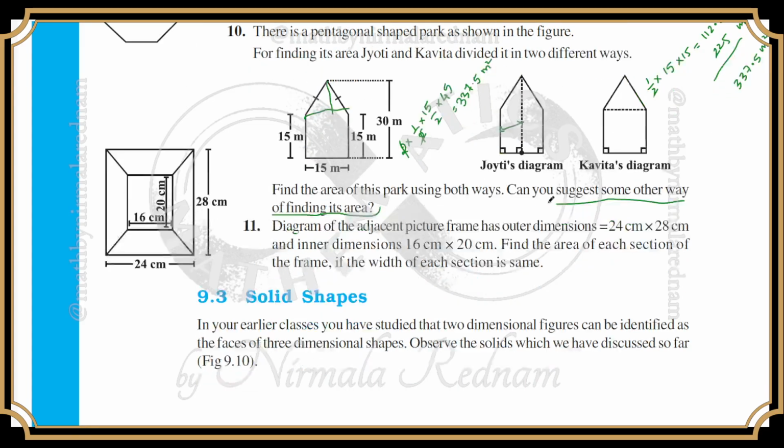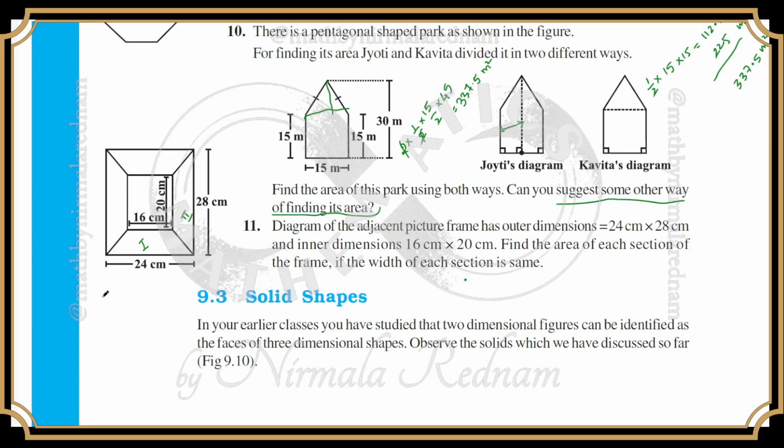Next, I have a diagram of a photo frame, and I have the dimensions given to me. I need the area of each section. Okay, each of these sections, there are 4 sections here. Each of these sections I want an area. Now each of these sections are trapeziums, right? So if I name this 1, this is going to be the same as this, and if this is 2, this is going to be the same as this by symmetry.